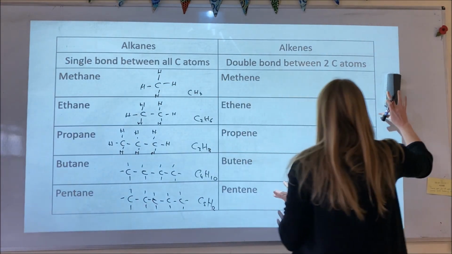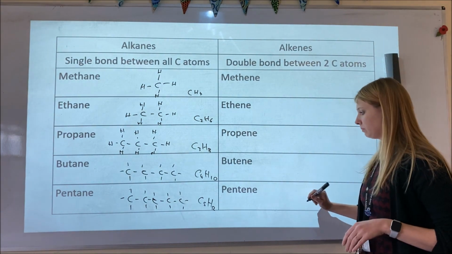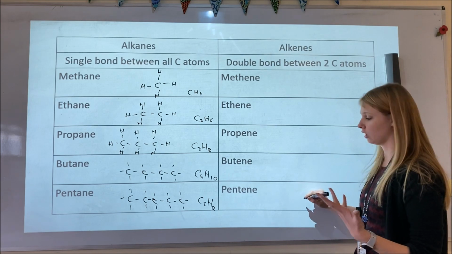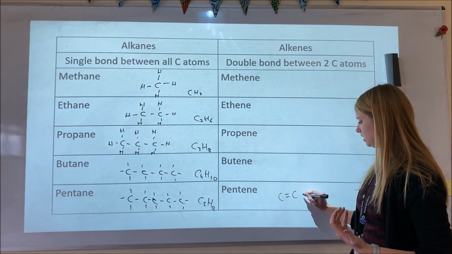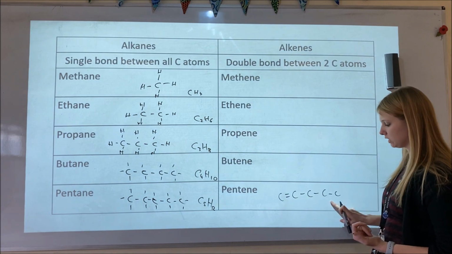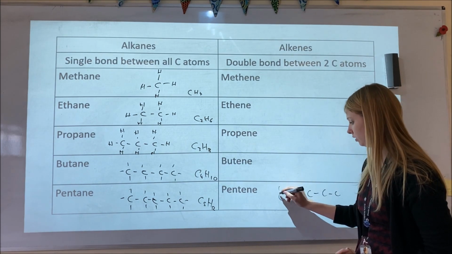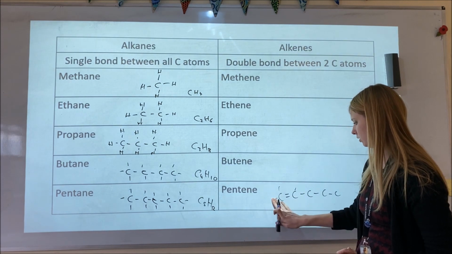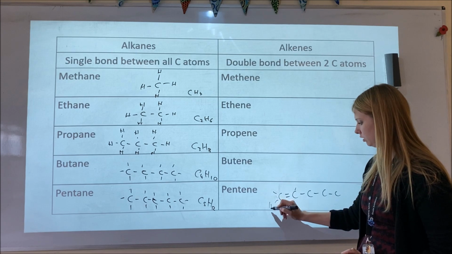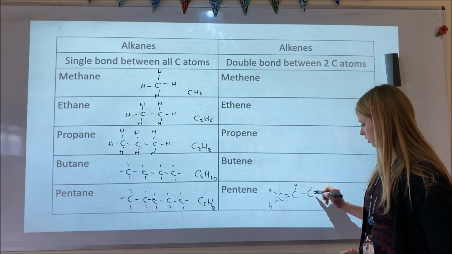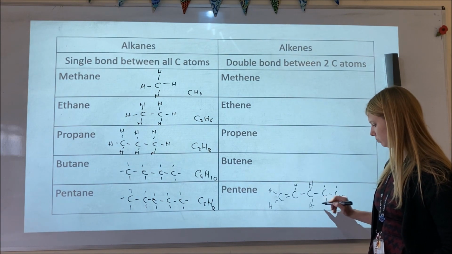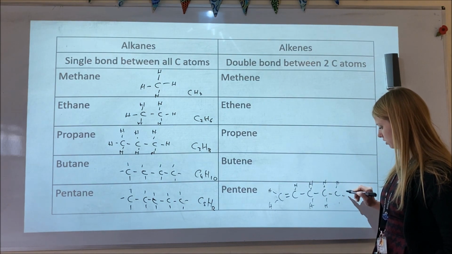Let's have a look at the alkenes. I'm going to work my way backwards. An alkene has got a double bond between 2 of the carbons. So just to keep things easy, I'll always do that at the front. Pentene still needs to have 5 carbons. Four bonds for each. So each one of these will be hydrogens attached.